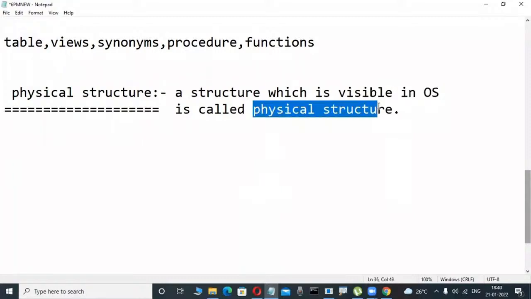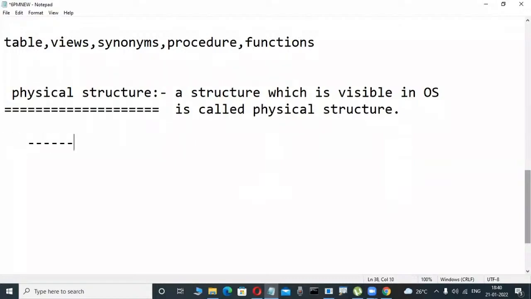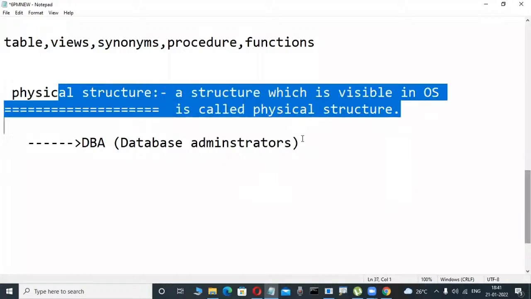But the physical structure, are you working in it, am I working in it? No. Some different type of persons are working there. Who? The DBA, database administrator. In project side, there are some other types of persons in a database. Those database administrators only work in the physical structure. DBA persons only work in the physical structure.